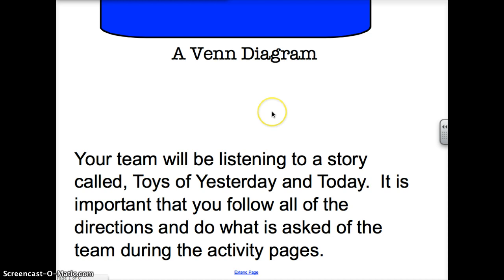Your team will be listening to a story called Toys of Yesterday and Today. It is important that you follow all of the directions and do what is asked of the team during the activity pages.